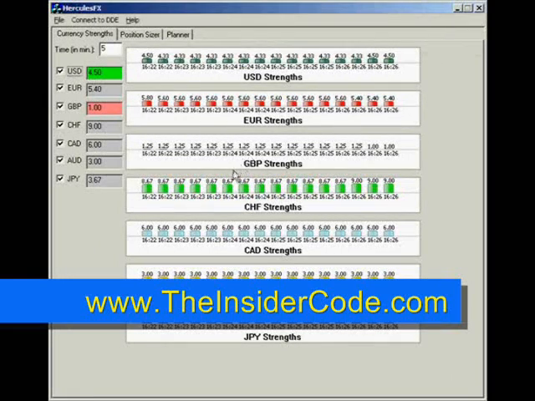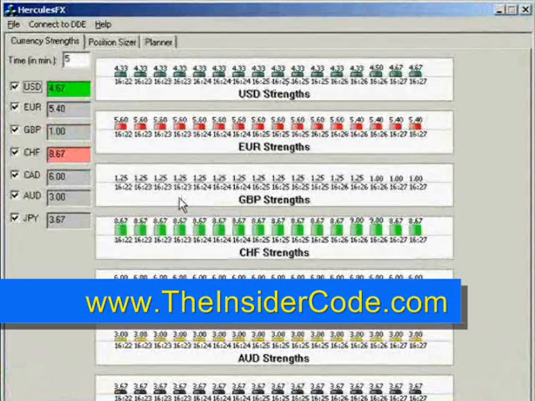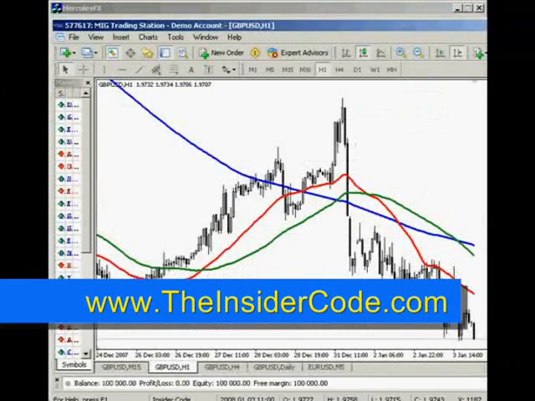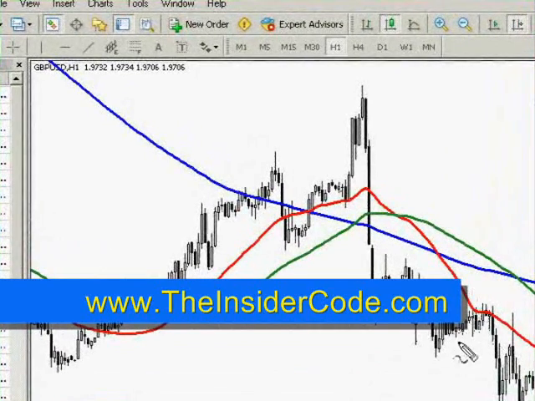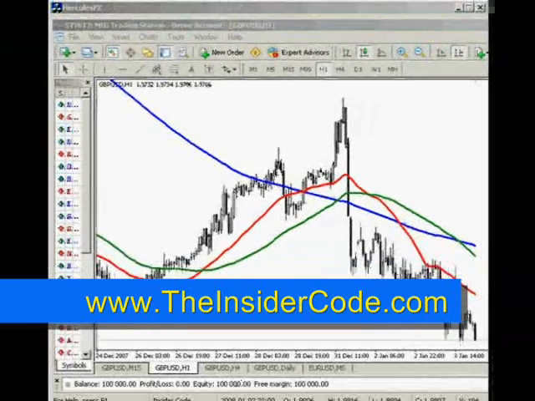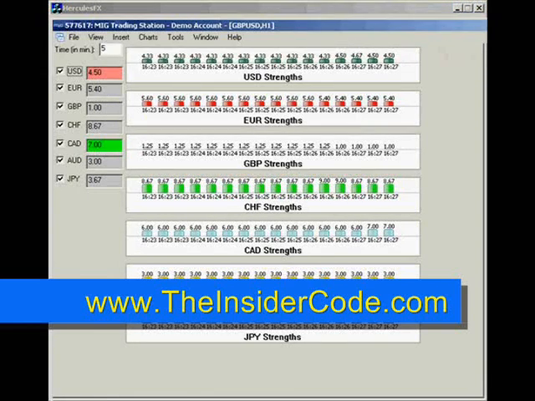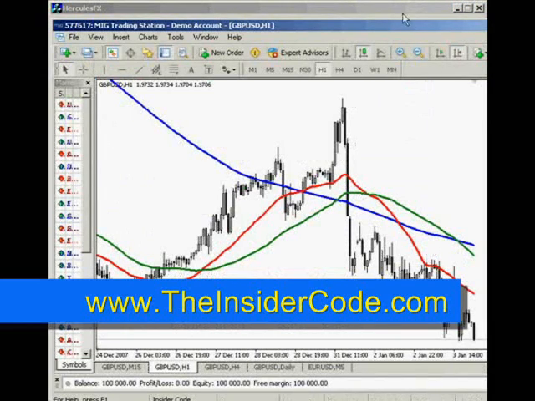Okay, so when we're looking at Hercules, and I can see that for a long period of time the British pound has been low in its strength, I can then go back to my charts and simply observe what's going on. So as I'm watching the market and I'm seeing that price has broken through support, it's now trading back up towards resistance. When I observe that the strength is staying low, that's going to give me the confidence to go short. Now, why is that?